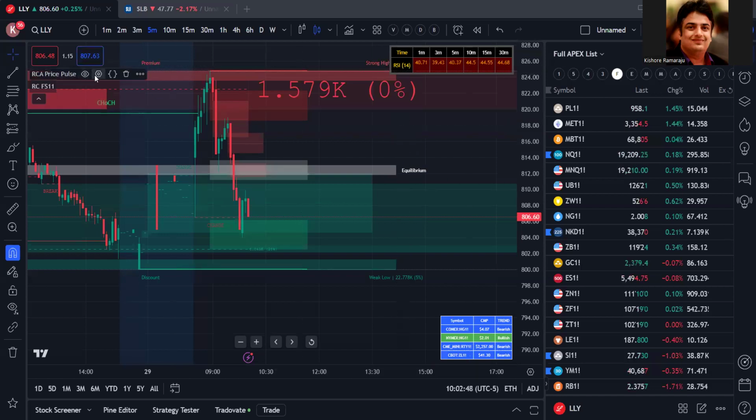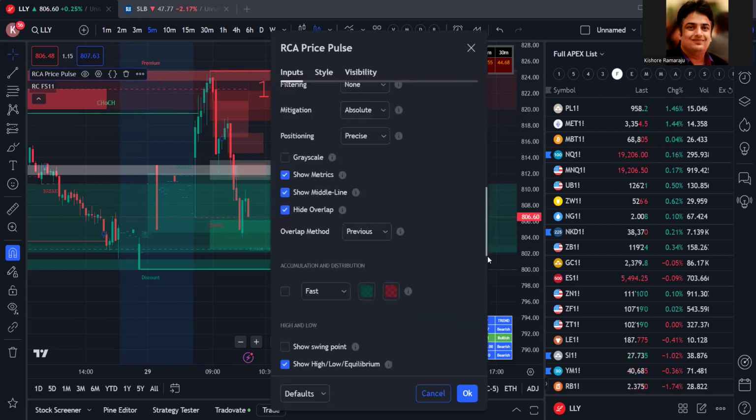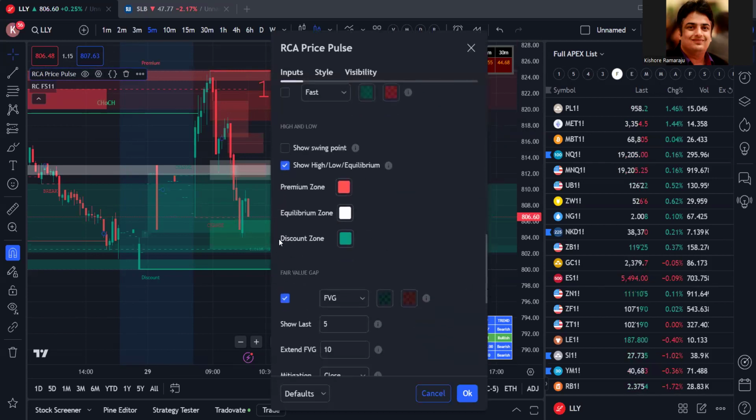So within price pulse also, as I explained yesterday, you can enable this premium zone, discount zone, equilibrium zone. Premium zone is where we want to sell, we want to short, or we want to buy the puts at the high price. Discount zone is where we want to buy the bullish stocks at the bottom. Equilibrium is like an average zone. It is between discount and premium. Better you don't do anything at the equilibrium zone. Any buy should be below equilibrium, any sell should be above premium.